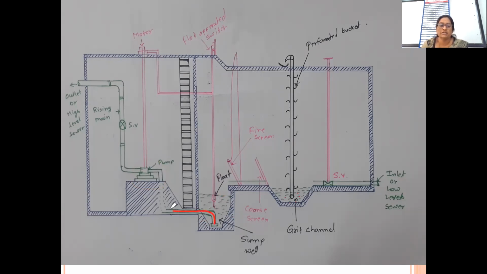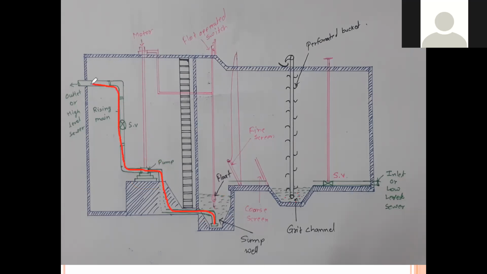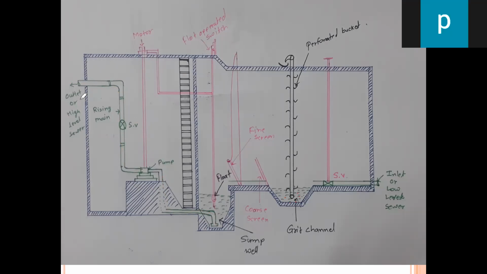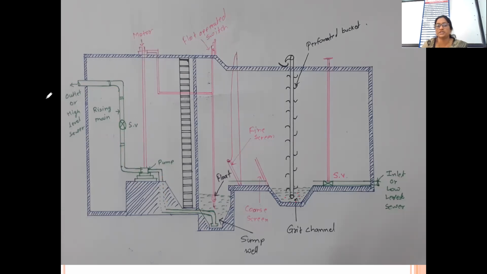So from here, the wastewater will be pumped and sent outward towards the high-lying area. Here also a sluice valve is provided. What is the function of the sluice valve? To allow water to flow in a forward direction. And this is an outlet chamber.